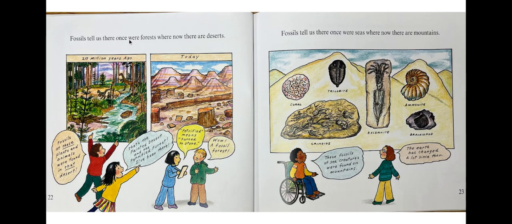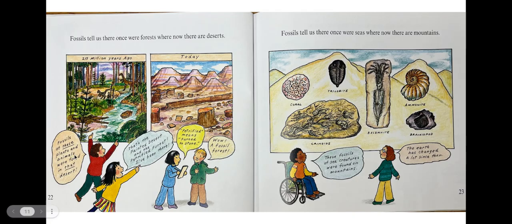Fossils tell us there were once forests where there are now deserts. Fossils tell us there were once seas where there are now mountains. So 215 million years ago compared to today, this looks like a forest with a stream running through, and now this looks like a desert.